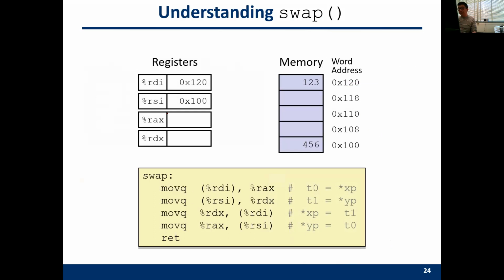So here are the details of this example. The memory data here will be stored to this variable, and the memory value here will be stored in this variable. And then this value will be written back to this memory location, and this value will be written back to this memory location. So in this way, we can complete the swapping operation.